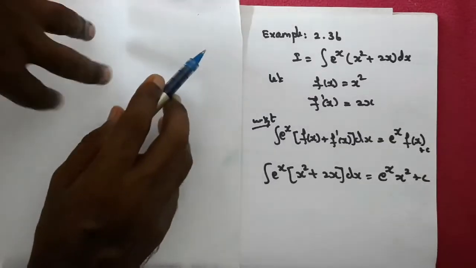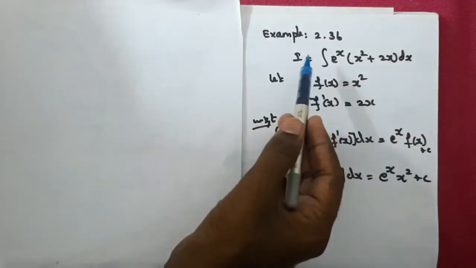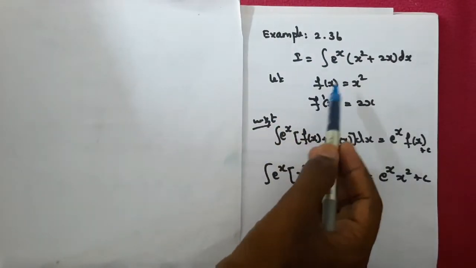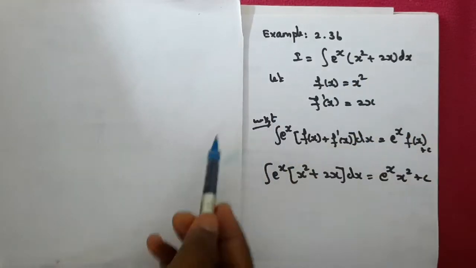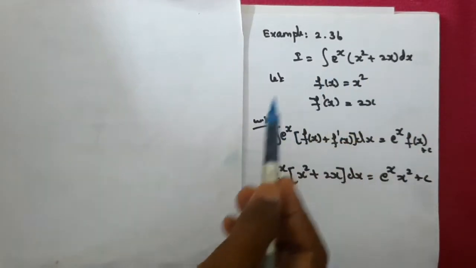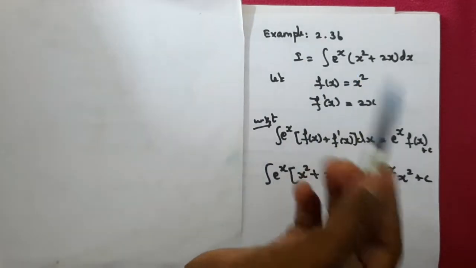Now the next sum we are going to see, it is an example sum, example 2.36. I equal to integral e^x within bracket x^2 plus 2x dx. Okay, it matches with the formula we have learnt, and this is a very simple sum.